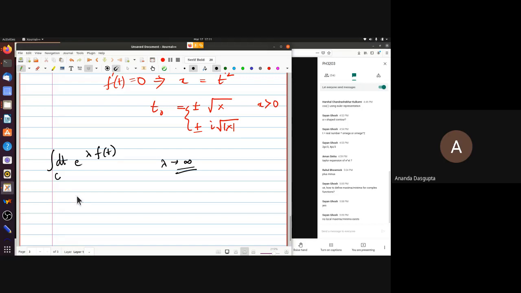So for a real function case, of course, one important point to note is that you can perhaps have maxima minima in your function f of t. And here, if lambda is very large and large positive, can anybody tell me where will you get maximum contribution for this integral? So let us start with a situation where everything is real. So this contour C is also along the real line. Where would you get the maximum contribution?